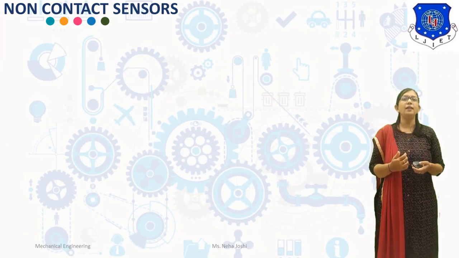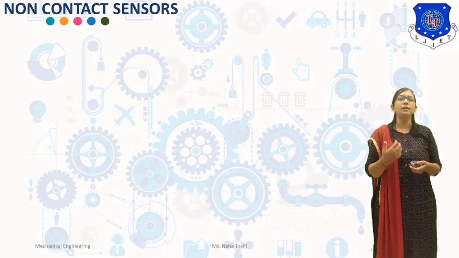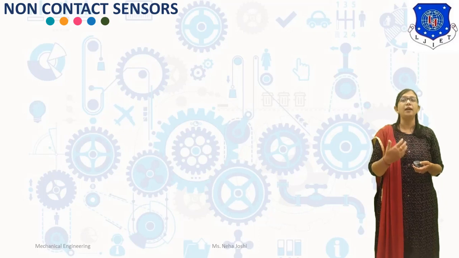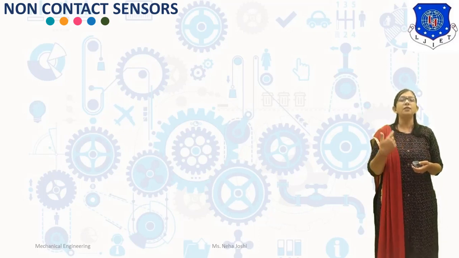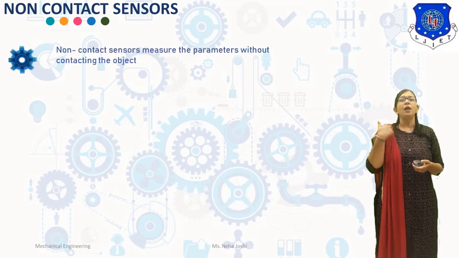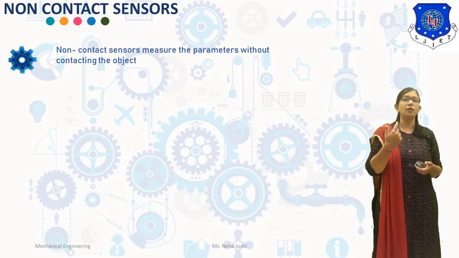Now, next category is non-contact sensor. It measures the parameter without contacting the object. As we discussed earlier, they are further subdivided into three categories: proximity and range sensor, robot vision system, and voice synthesizer. Non-contact sensors measure the parameters without contacting the object.